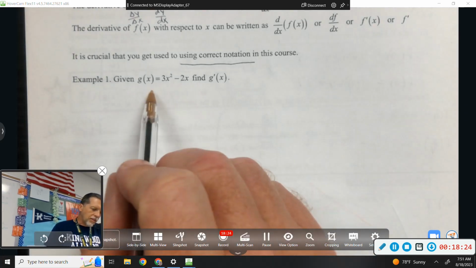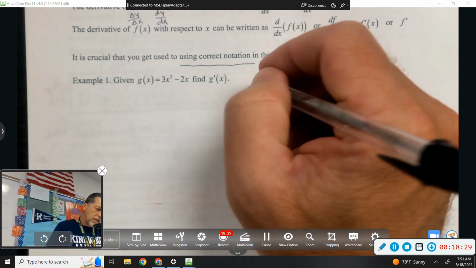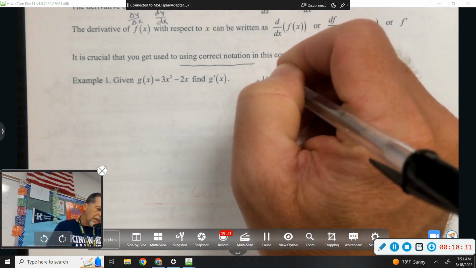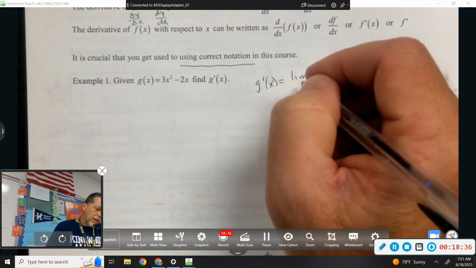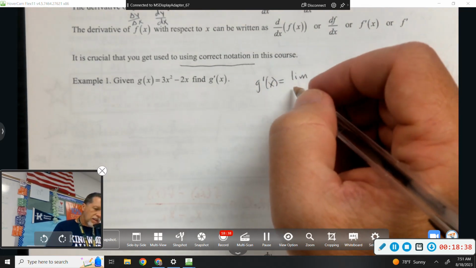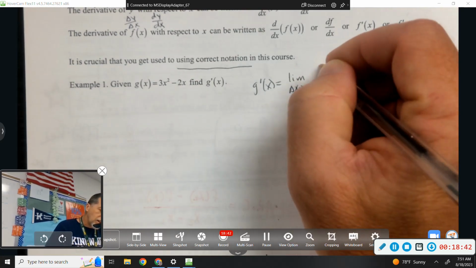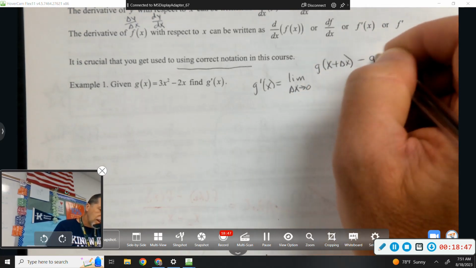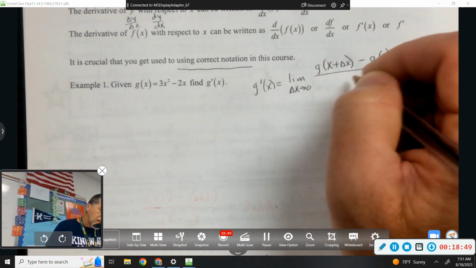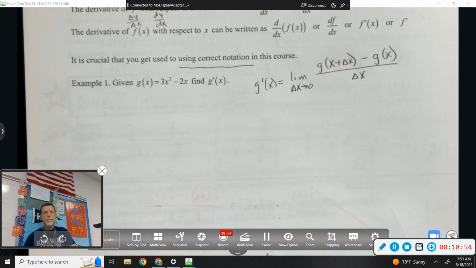All right, given g of x equals this, find g prime of x. Okay, well, I'm going to start with g prime of x, and then I'll worry about putting the pieces in. So limit as delta x goes to 0 of g of x plus delta x minus g of x, all over delta x. That's the definition of g prime.